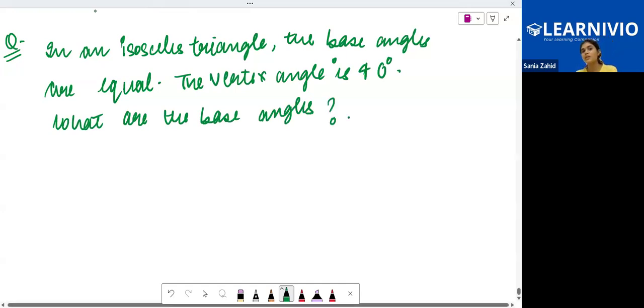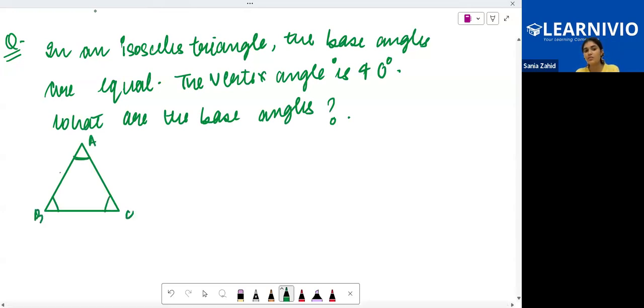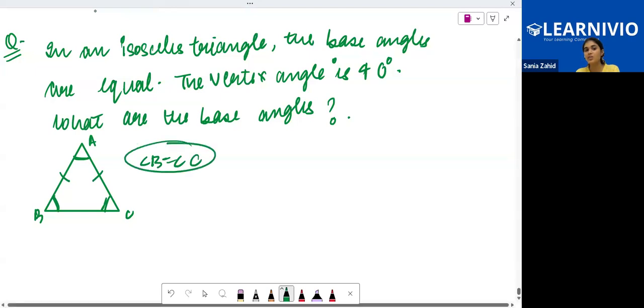See, base angles are equal. Consider that this is the triangle, this is one angle, this is the other angle, and this is the vertex angle. A, B, C. If these two sides are equal, then angles B and C will be equal. And it is given that they are equal also. So if this is X, then this is also X.